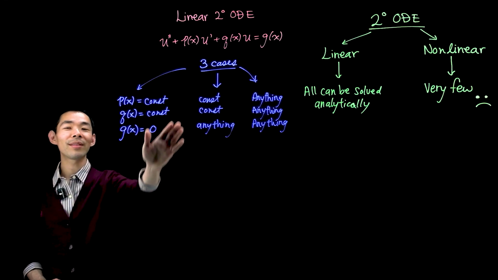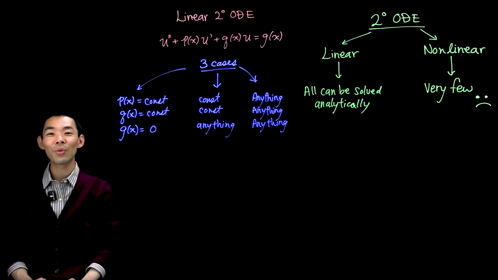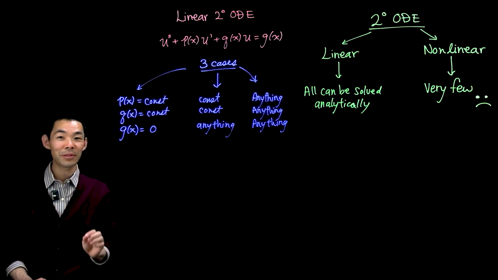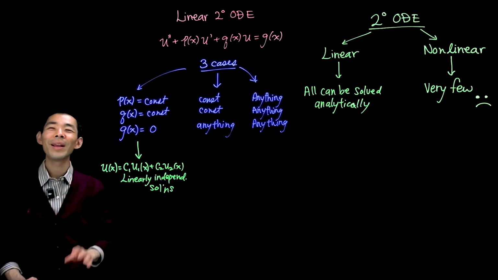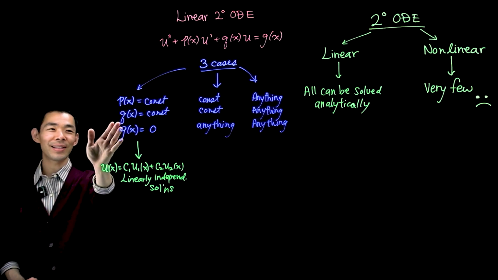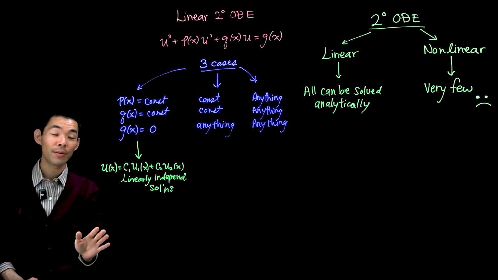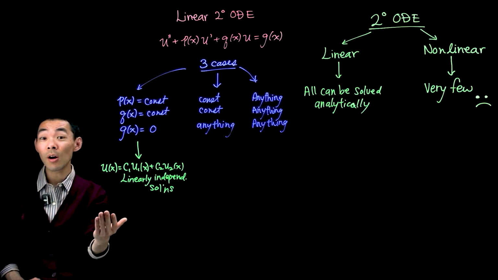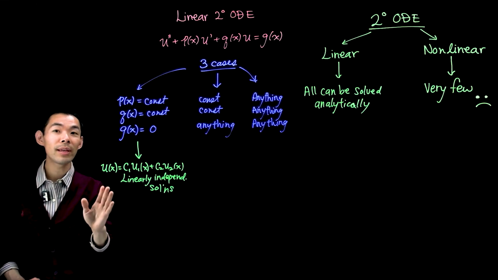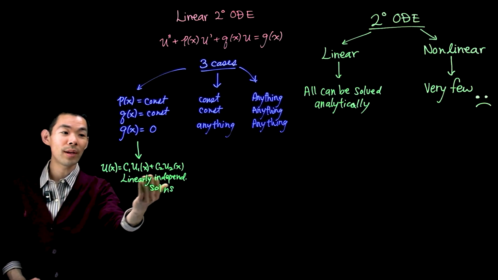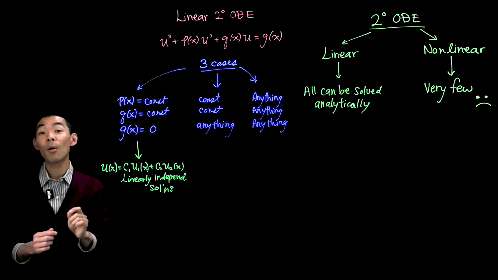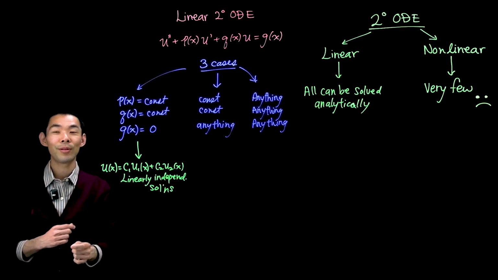Let's first start with the easiest case when p and q are constants and g is equal to 0. When your coefficients are constants, p and q are constants, and g is equal to 0, it turns out your solution procedure is one in which you'll solve for two linearly independent solutions, u1 and u2. And we'll cover how we're going to get the solutions for u1 and u2.